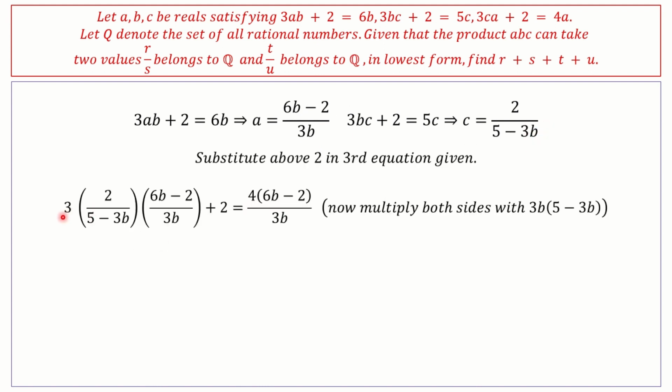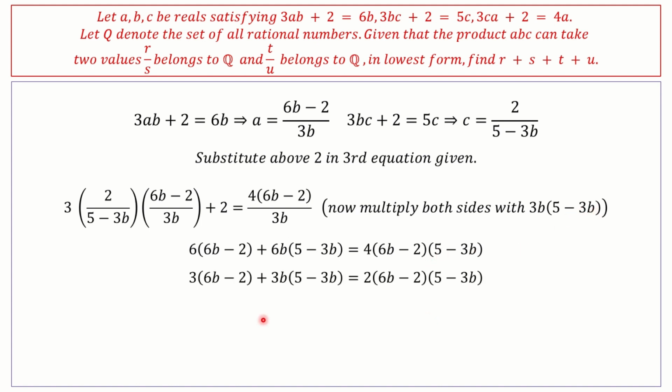What you will get is this one. Now you multiply both sides with 3b into (5 minus 3b), the denominator basically, just to remove the denominator. Then you carefully check: 3 into 2, 6, 6 into (6b minus 2) plus 3b into 2, that is 6b into (5 minus 3b), equal to 3b. 3b gets cancelled. So here you will get 4 times (6b minus 2) into (5 minus 3b).